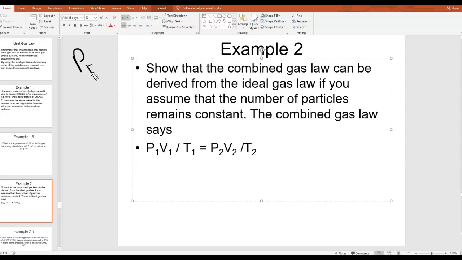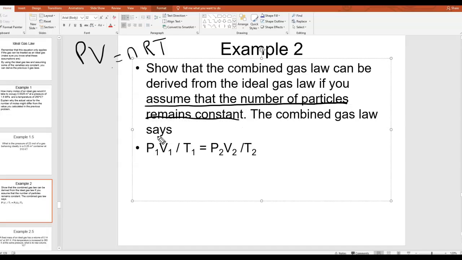Okay, so we have the ideal gas law, which says PV equals nRT, and somehow we want to end up with this weird-looking equation in the combined gas law. So here's how this works. The key is, what are we assuming is constant? It says show that the combined gas law can be derived from the ideal gas law if you assume that the number of particles remains constant.